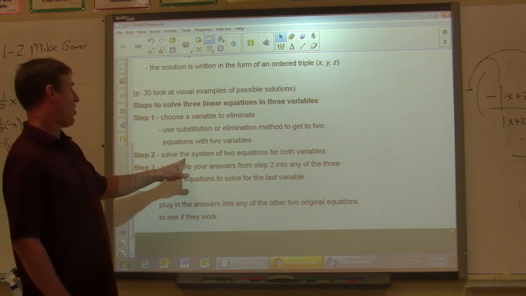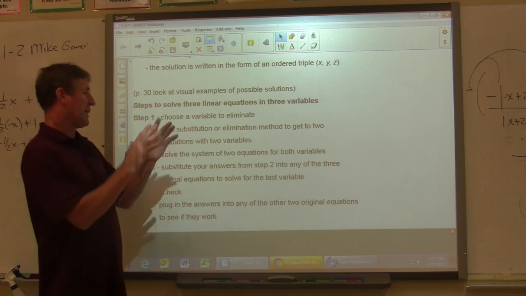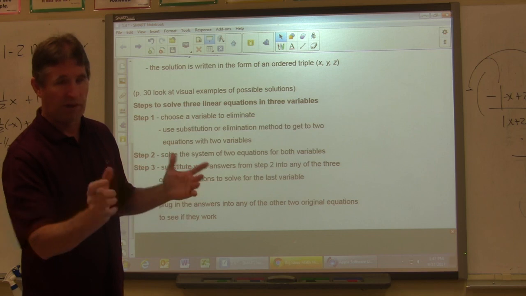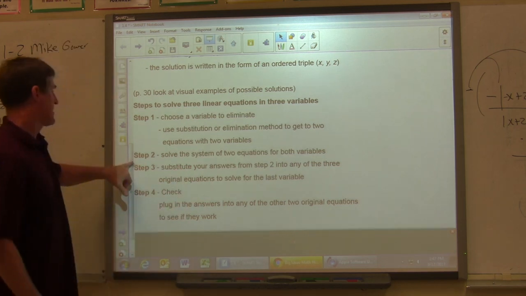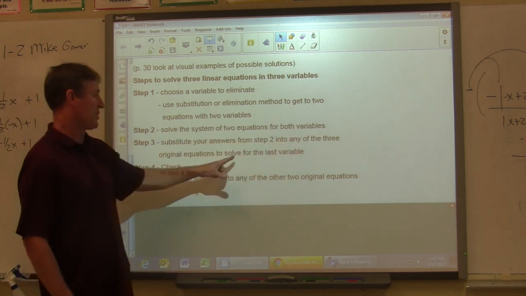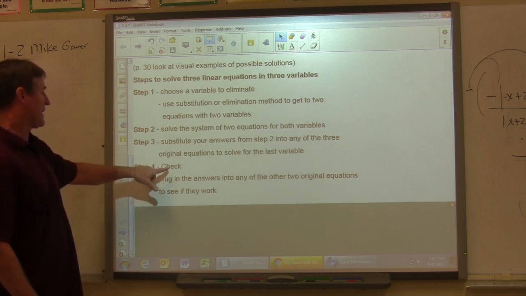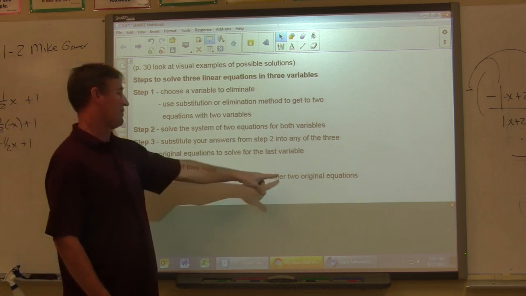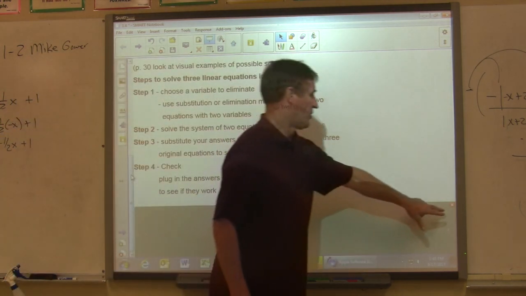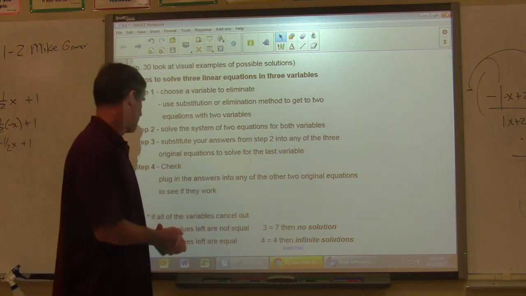Step 2, solve the system of 2 equations for both variables. So that means we're going to get it down to 2, then it's what you did in Algebra 1. We'll solve that for whatever 2 variables are left. Then step 3, substitute your answer from step 2 into any of the 3 original equations to solve for the last variable. And lastly, I always advise checking it, plugging in the answers to any of the original equations to see if they work. That way, you don't get an incorrect answer because of a small mistake.